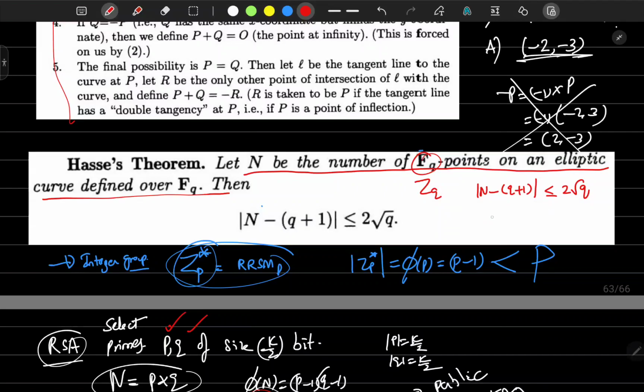So expand this, what will happen: n minus (q plus 1) less than or equal to 2 root q. What will happen: q plus 1 minus 2 root q less than n less than or equal to q plus 1 plus 2 root q. Understood? The normal bound thing I explained many times in my previous videos also.